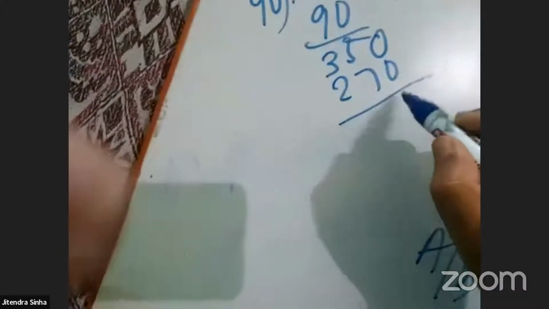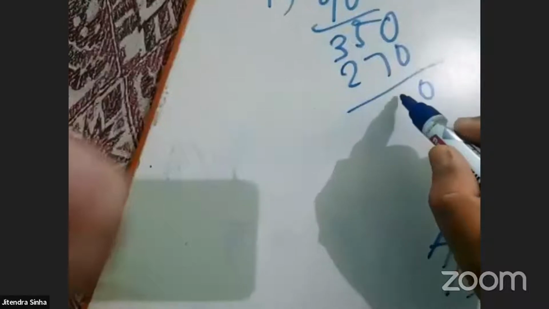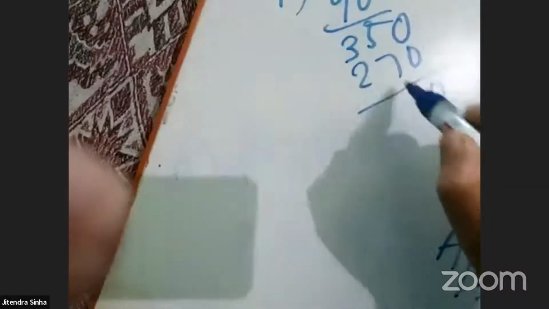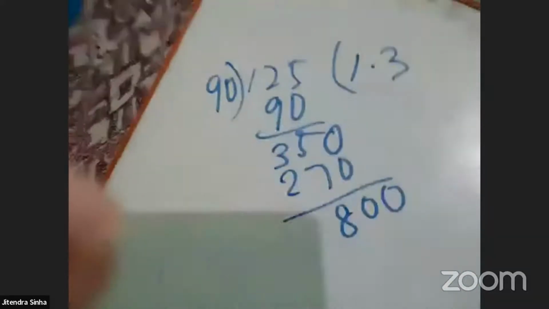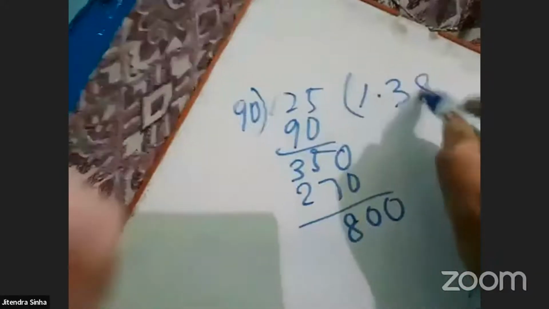Sir, 1.38. 1.38, huh? So nearly you are getting minus 1.38 meter per second squared.